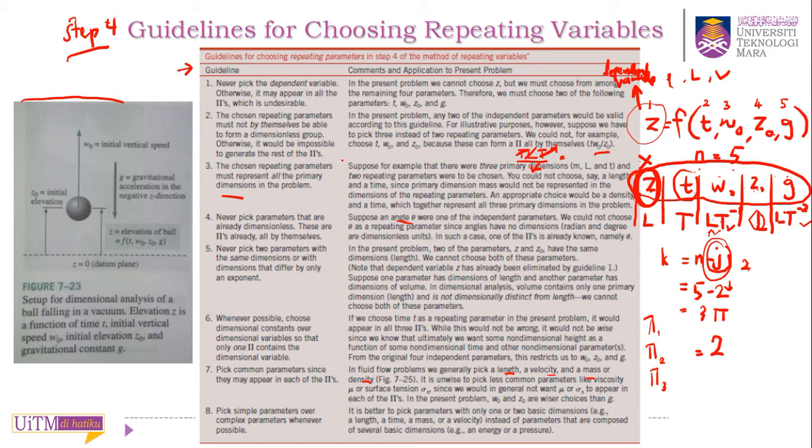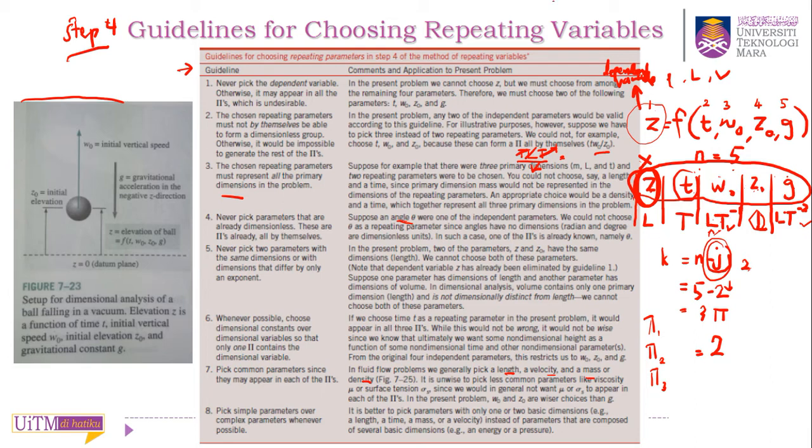Alright, and the last one: pick simple parameters over complex parameters whenever possible. Okay, it's better to pick parameters with only one or two basic dimensions, whether length or time or velocity, instead of parameters that are composed of several basic dimensions. If you have pressure, that is force over area, you have a lot of primary dimensions. So pick a simple one, time or velocity here.